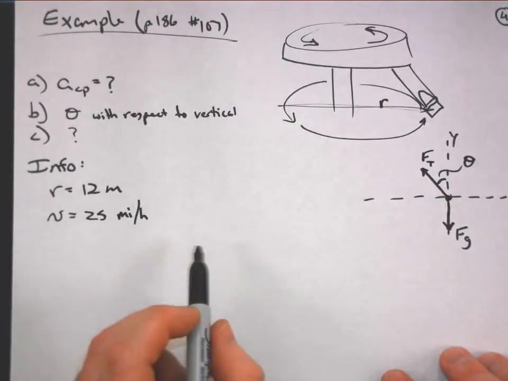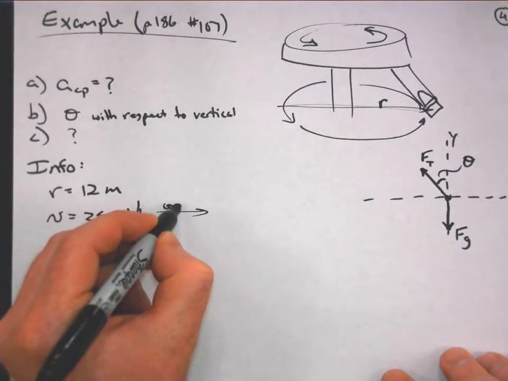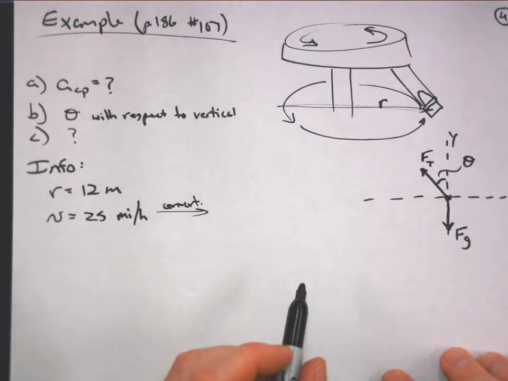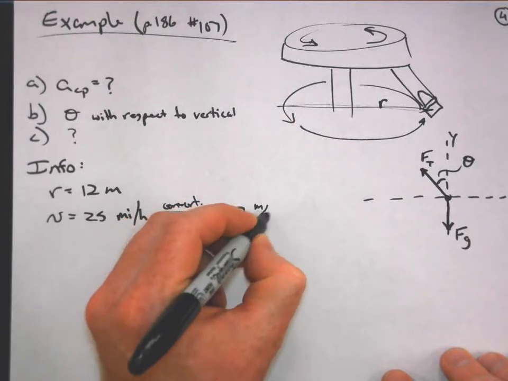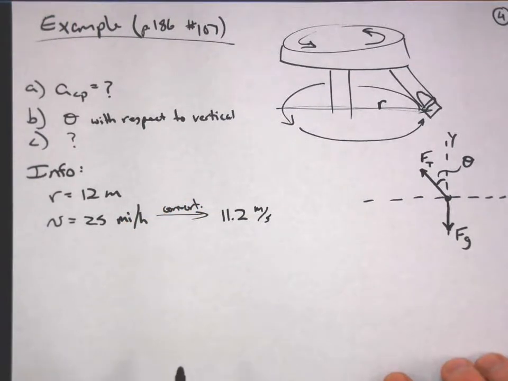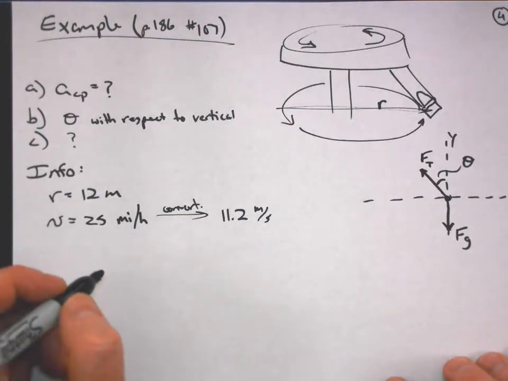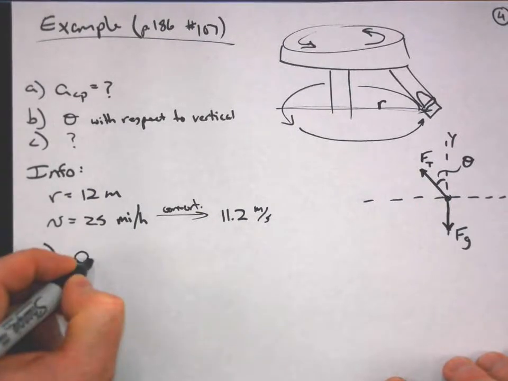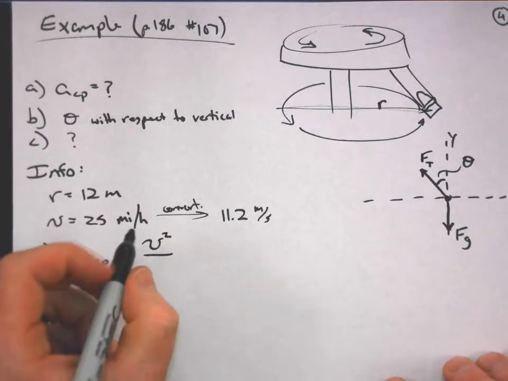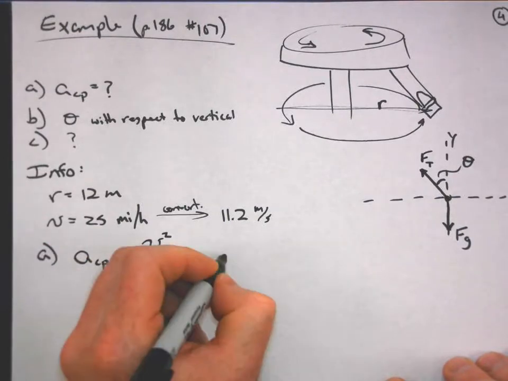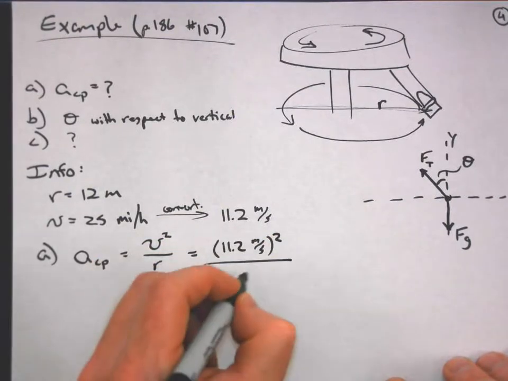It should be straightforward. However, I don't like these units, so I'll do a conversion, and I will end up getting just about 11.2 meters per second. I'm going to save that work for you. It's very straightforward stuff. So now I have units that jive, and I can get right into a solution. So centripetal acceleration, I know that it is velocity squared, or speed squared, divided by radius. So I have 11.2 meters per second squared, and my radius is 12 meters.